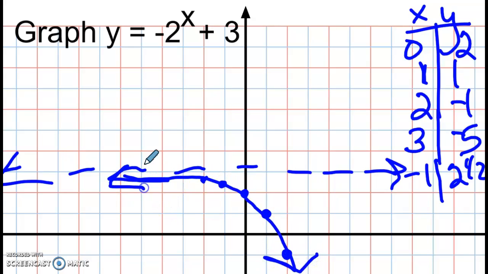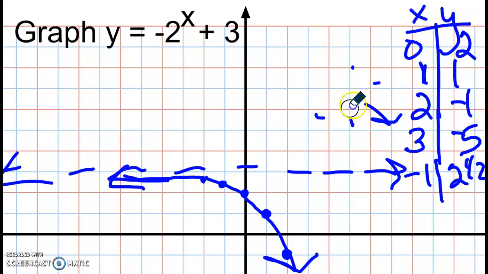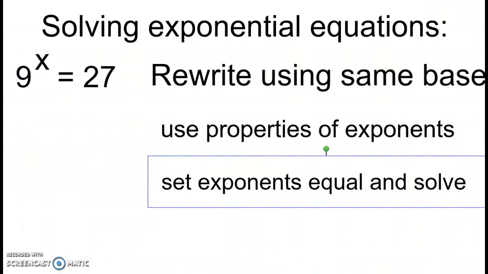I'm used to 2 to the x, like we saw on the previous page, going like so. But putting the negative in front flipped it upside down and made it go like this. And the plus 3, instead of having my horizontal asymptote at y equals 0, puts me up at y equals 3. So this is the graph of y equals the opposite of 2 to the x plus 3. And again, you're welcome to use your graphing calculator to see that instead of doing it by hand.